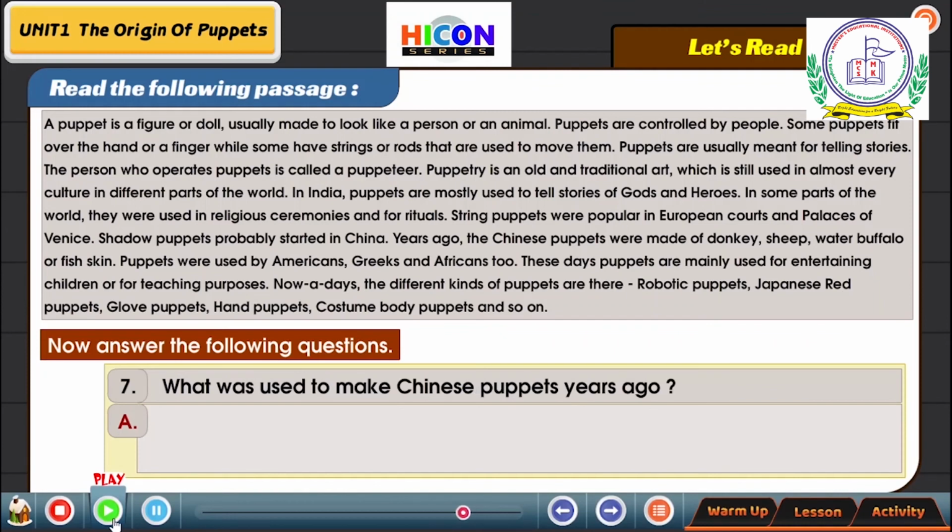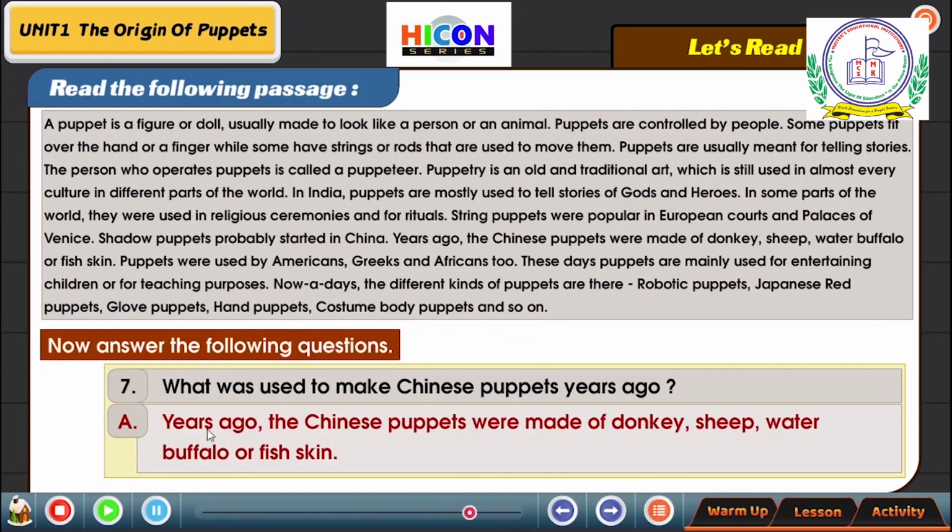Next question. What was used to make Chinese puppets years ago? So we saw how Chinese people made puppets also, na? Yes. Years ago, the Chinese puppets were made of donkey, sheep, water buffalo or fish skin. So years ago, the Chinese people used the skin of a donkey, sheep, water buffalo or a fish to make the puppets. Okay.